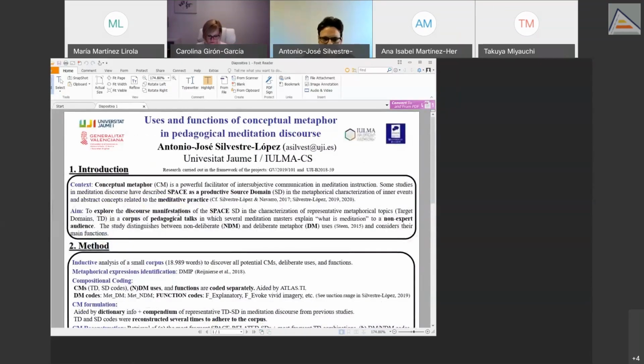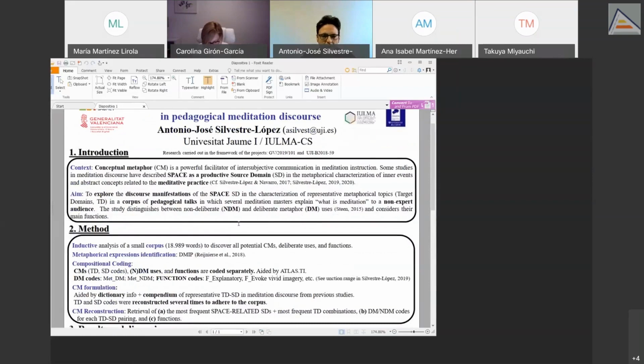Okay, coming back to the point of the study. I wanted to include deliberate and non-deliberate metaphor uses, and also the functions of these uses in this discourse. What did I do? Well, I created a small corpus of talks, and I analyzed them inductively. It's a bottom-up process to discover all potential conceptual metaphors, deliberate uses and their functions. I used the deliberate metaphor identification procedure, DMIP, which is the standard method for identifying conceptual metaphor in discourse. And then I also used Atlas.ti as an aid to analyze the corpus. So for every quotation, I added codes like the target domain, the source domain, the function, and codes related to deliberate metaphor uses or non-deliberate metaphor uses.